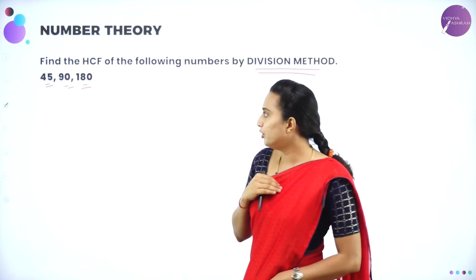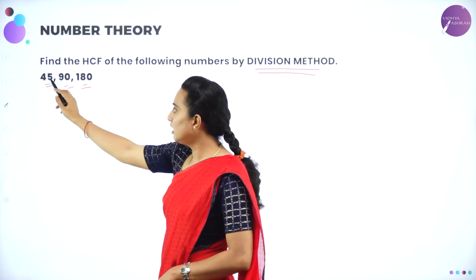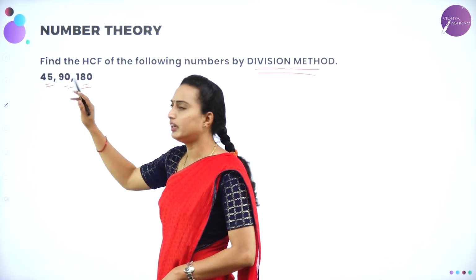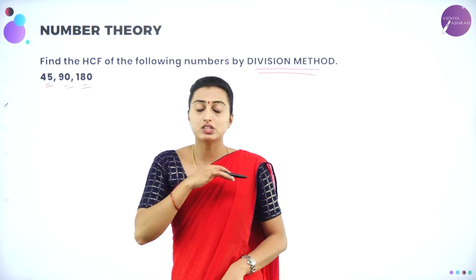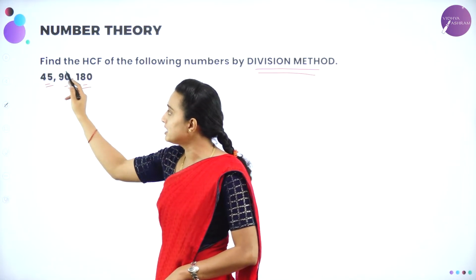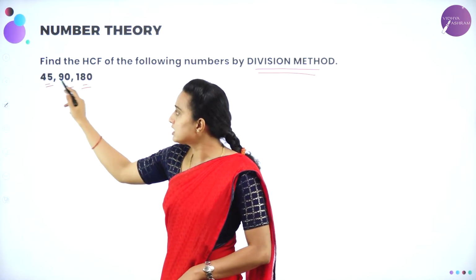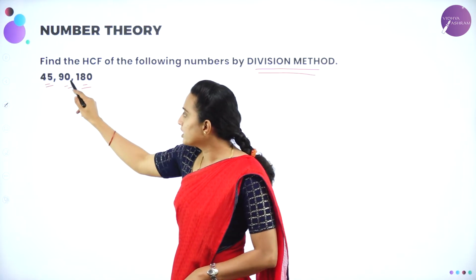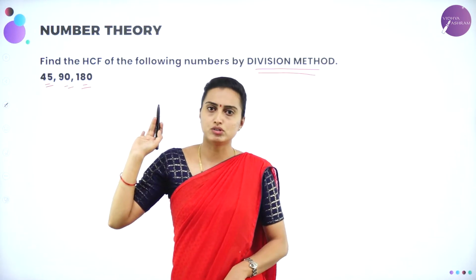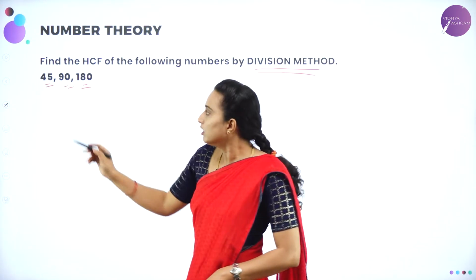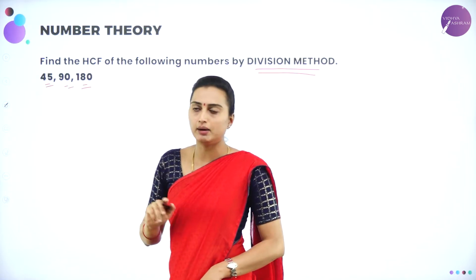Here I am going to take 45 and then 90. Any order you can choose. You can choose any order, not only the first number and second number, or you can choose the first number and third number also, or the second number and third number also. Here I am going to choose the first number and the second number.